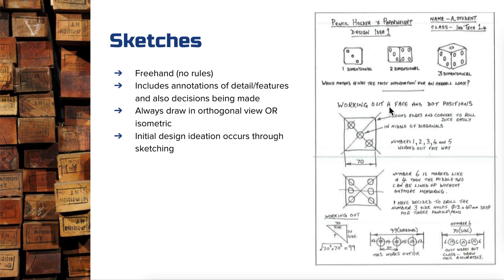Work our way all the way down to the bottom, and we start seeing mathematical calculations, coming up with those justifications behind the decisions that are being made. Why did we decide that the dice was going to be 70 millimeters wide? Why did we decide that there was going to be a 30 mil spacing between the centers of the holes? How do we know that the diagonal is 99 millimeters across? And that's all through mathematical calculations that are helping to justify our decisions.